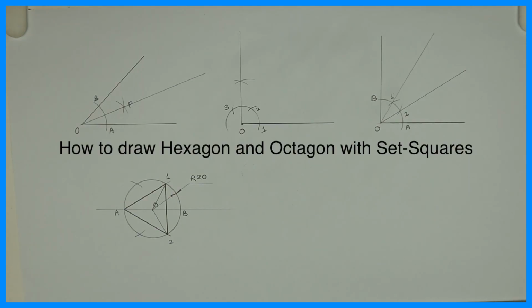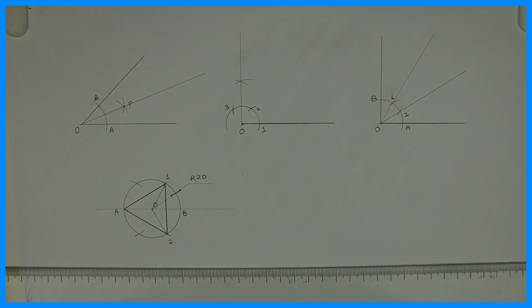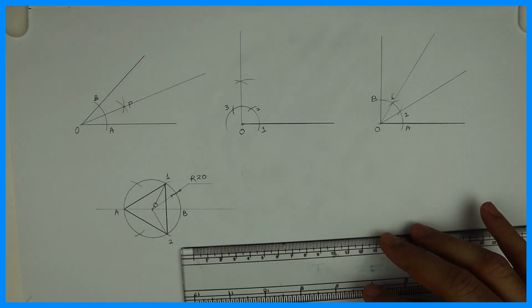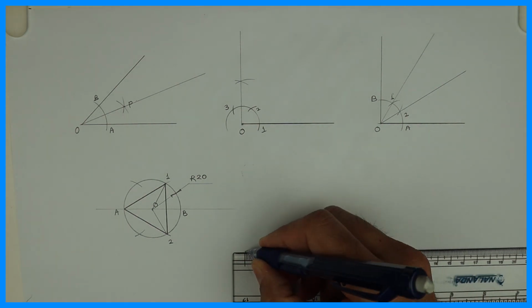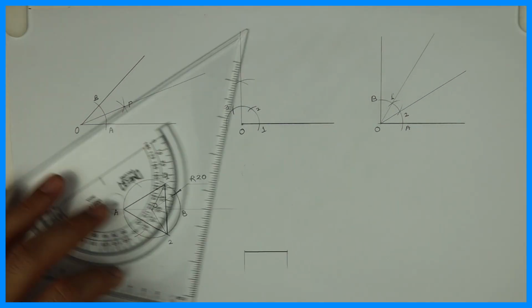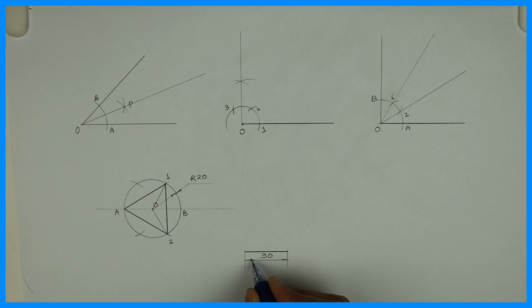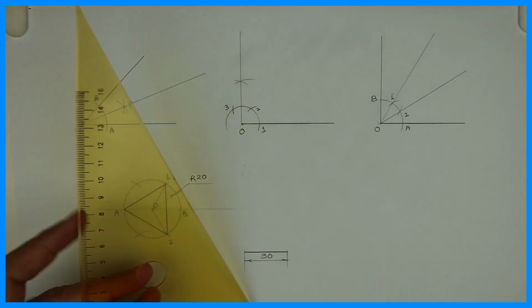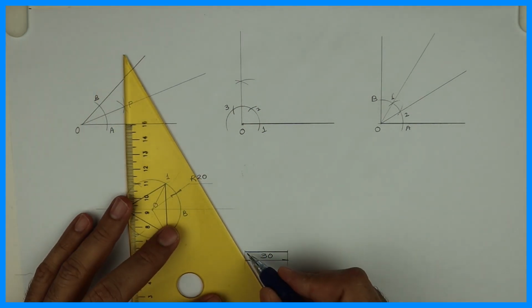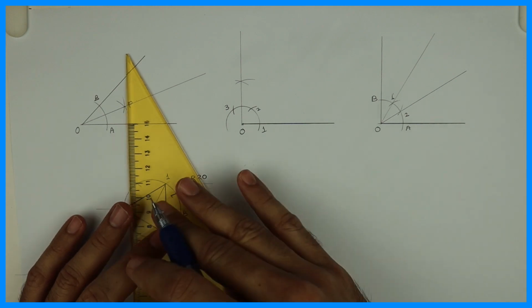Welcome to Technical Drawing. In this video, we are going to draw a hexagon and an octagon with a set square. So first we will take a side. Let's take 30 mm. After that, I will take the 30-60 set square and I will draw 60 degrees like this.